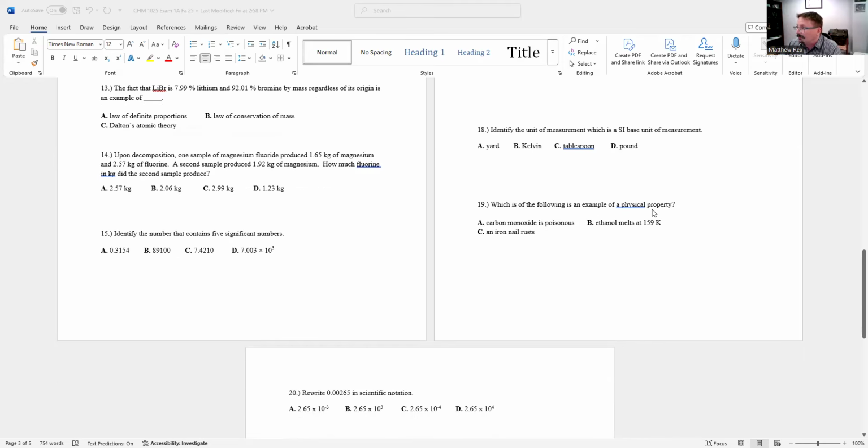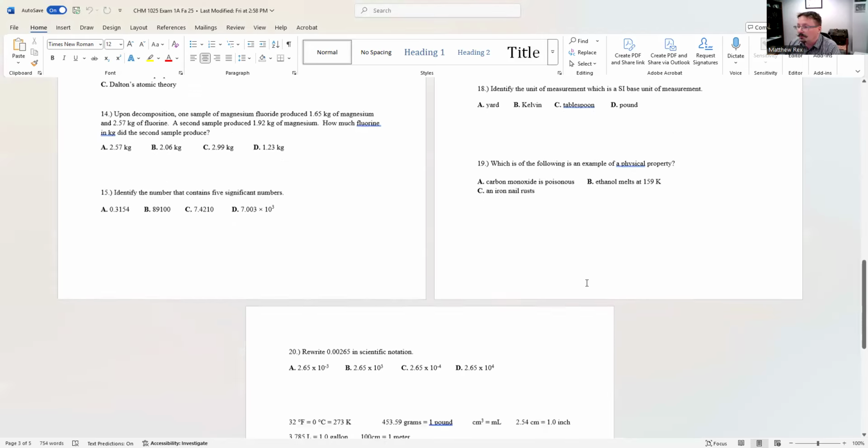Which of the following is an example of a physical property? So a physical property is where it would maybe change states or something like that, but not change chemically. So carbon monoxide being poisonous, this is a measure of its reactivity. It's a chemical property. An iron nail rusting, how does it react with oxygen? And it changes it chemically. That's a chemical property. Ethanol melts at 159 Kelvin. Ethanol goes from a solid to a liquid. It doesn't change chemically, it only changes physically, so B would be the physical property.